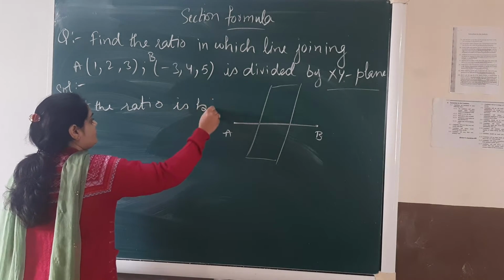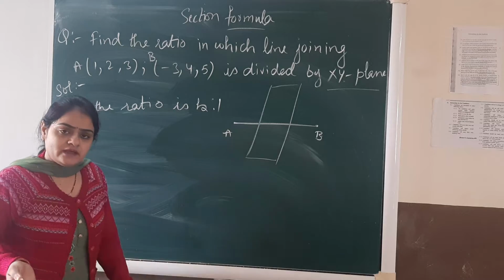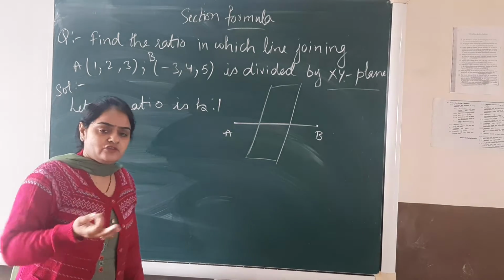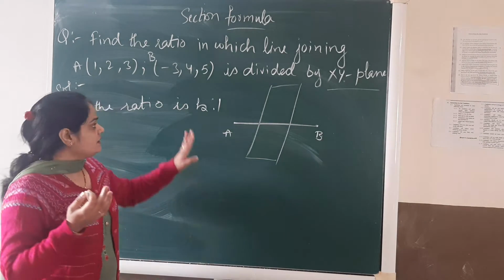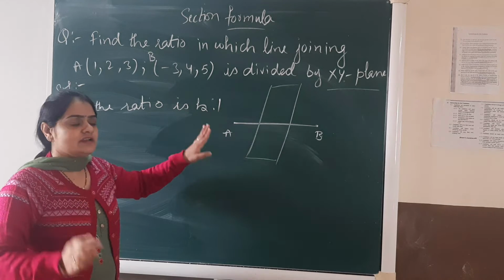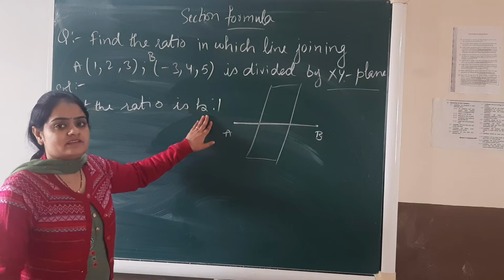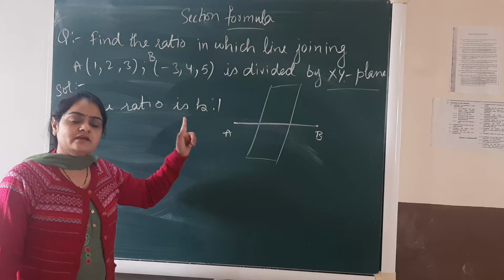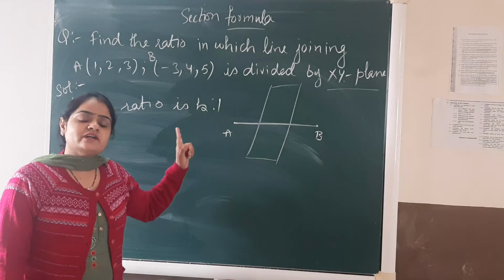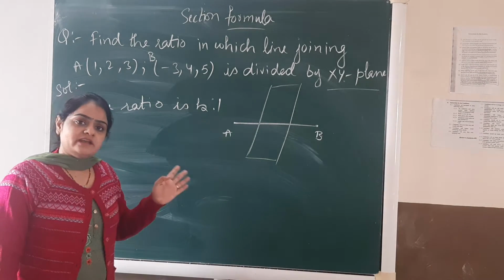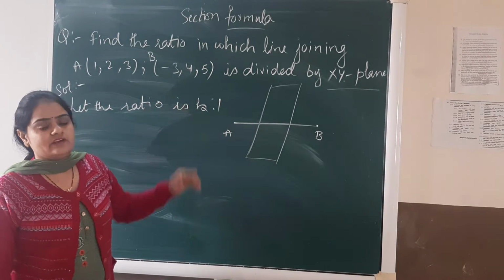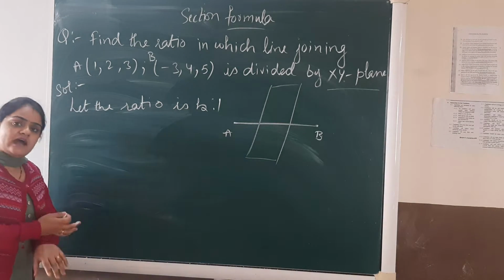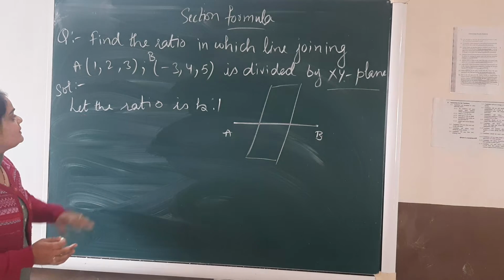K ratio 1. You can take even M ratio N if you want, or A ratio B, it's up to you. Here I have taken K ratio 1 for one reason: only one variable is there, K. It's quite easy to find one variable instead of two variables. But if you want to take M ratio N or A ratio B, you can take that, and the question will still be solvable.